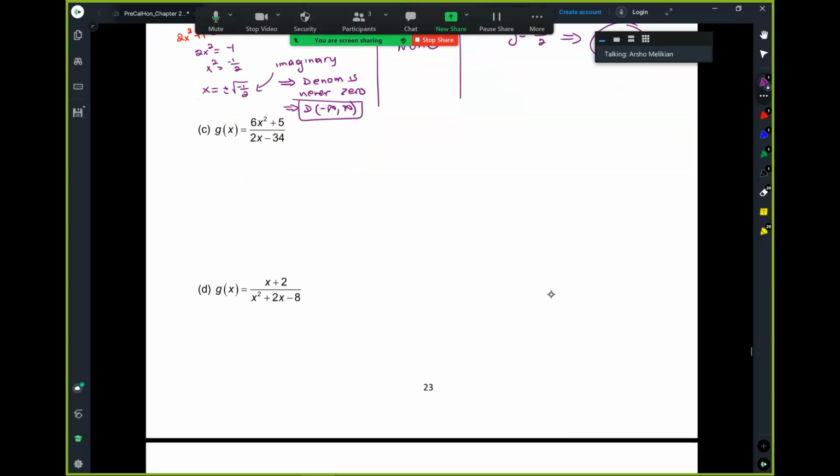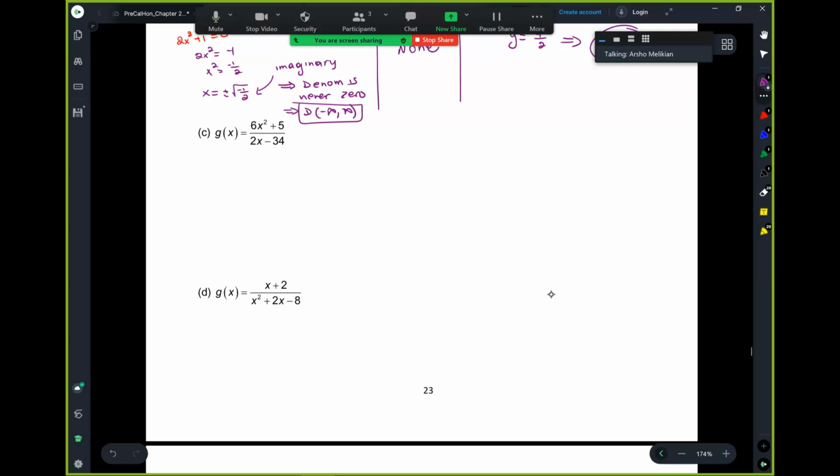What's the domain for C? Where is the denominator going to be equal to 0? At x equals 17. So I say the domain is negative infinity to 17, 17 to infinity.